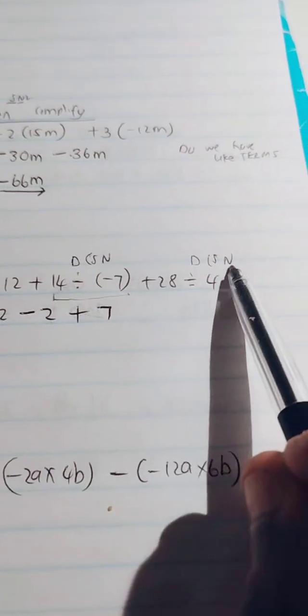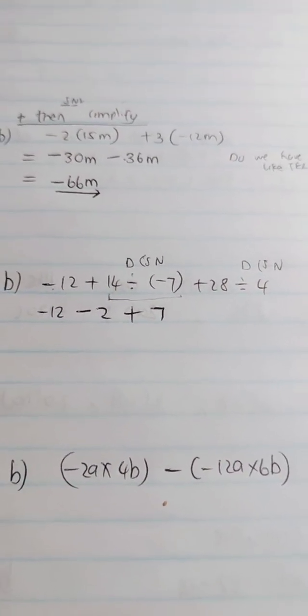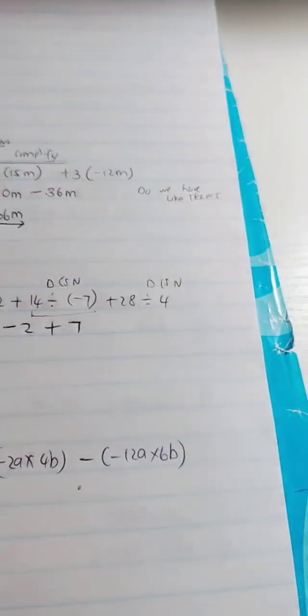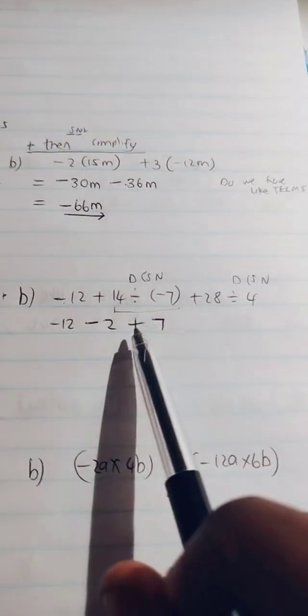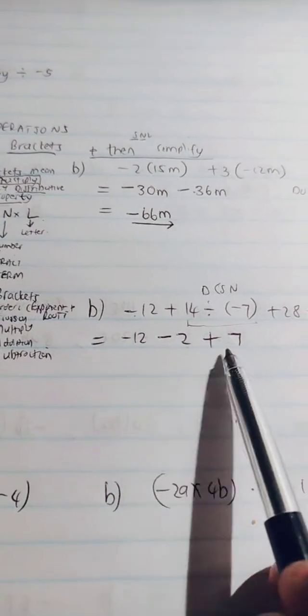28 divided by 4 is 7. Sign and number, done. There's no letter, so that's why we don't write a letter at the end. Sign, number, letter: positive 7. Now guys, look at what you have now in your problem. You have negative 12 minus 2 plus 7.